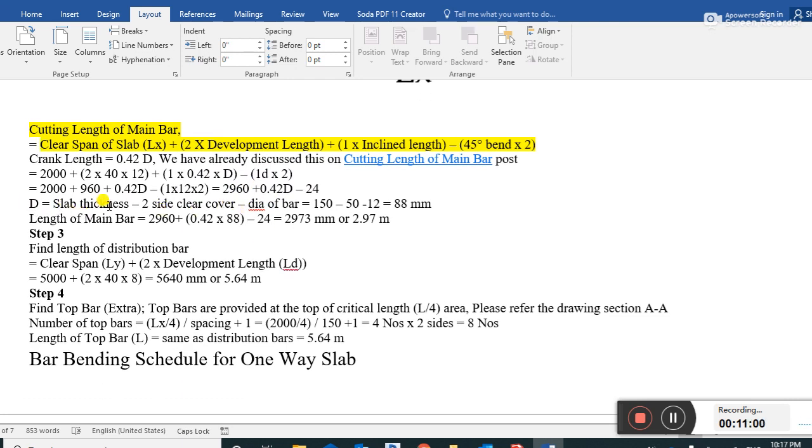D is the slab thickness minus 2 side clear cover minus diameter of bar. We just put the values. This is the length of main bars.